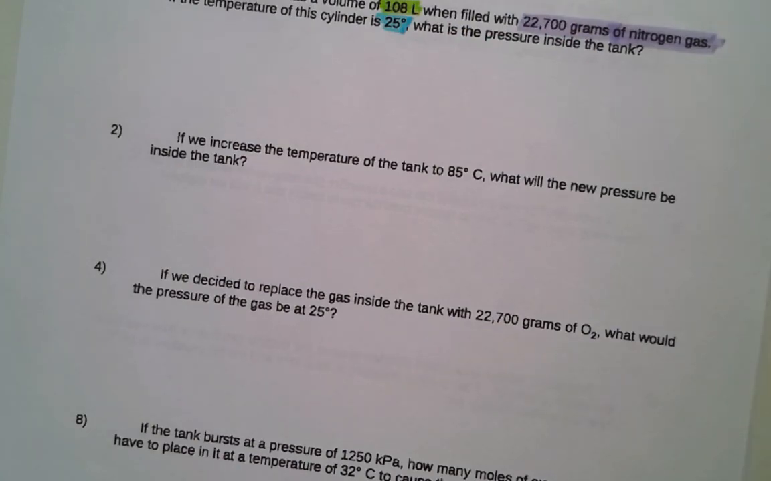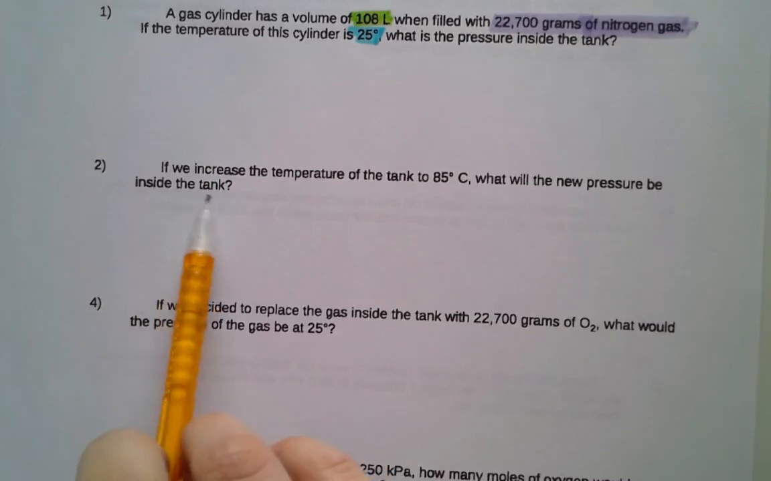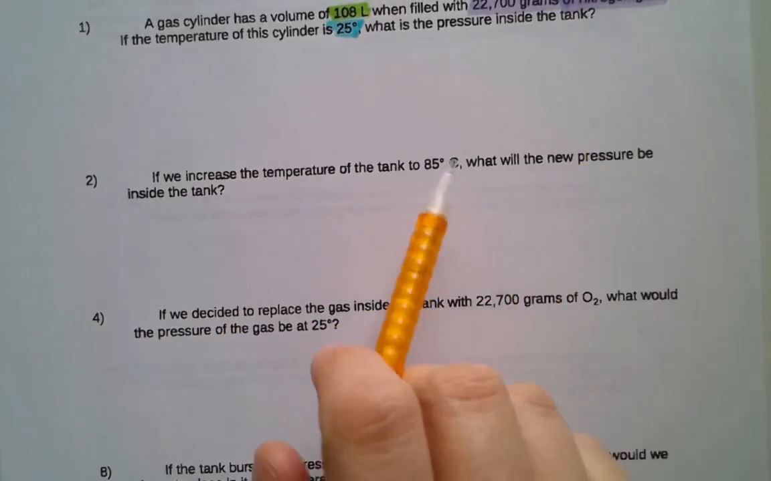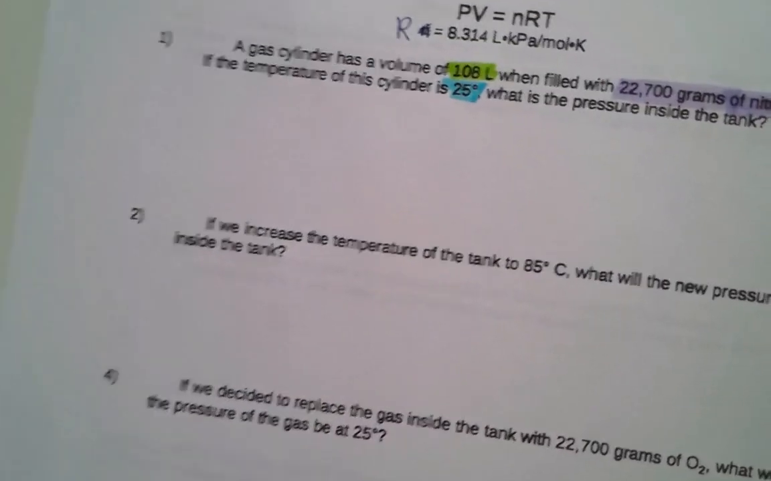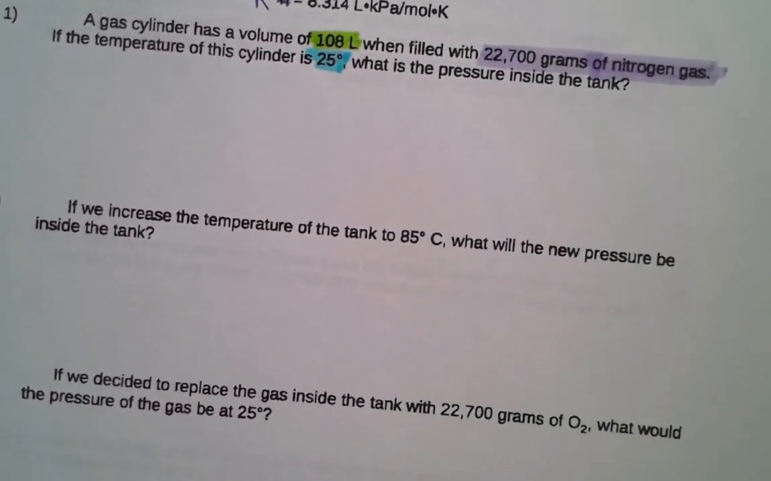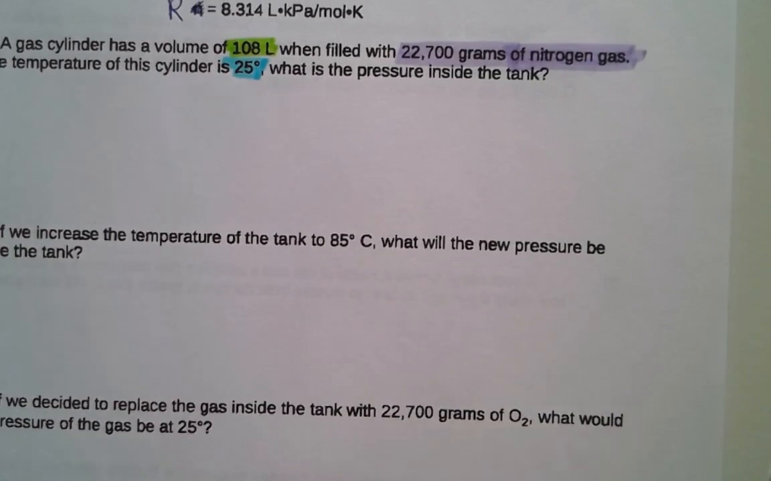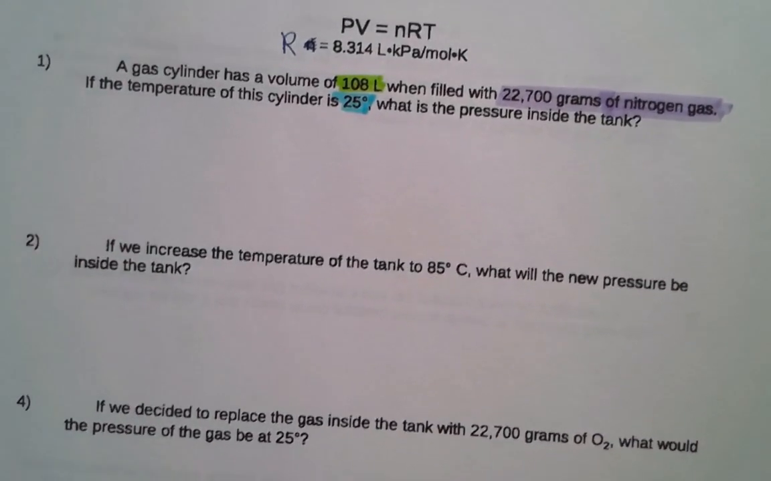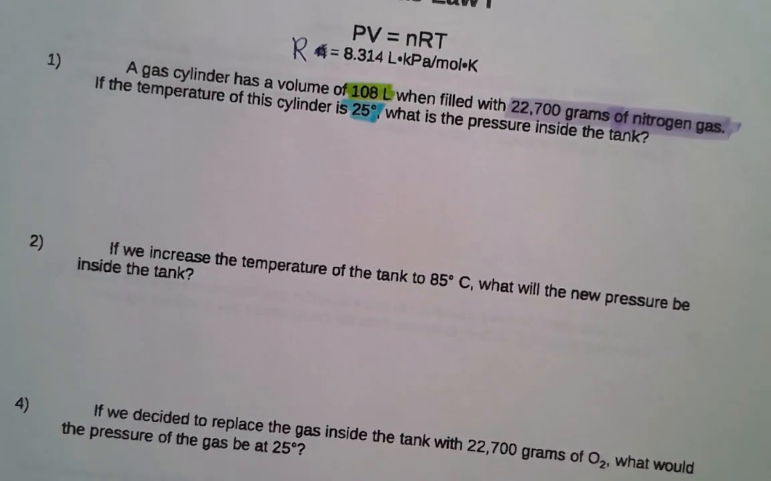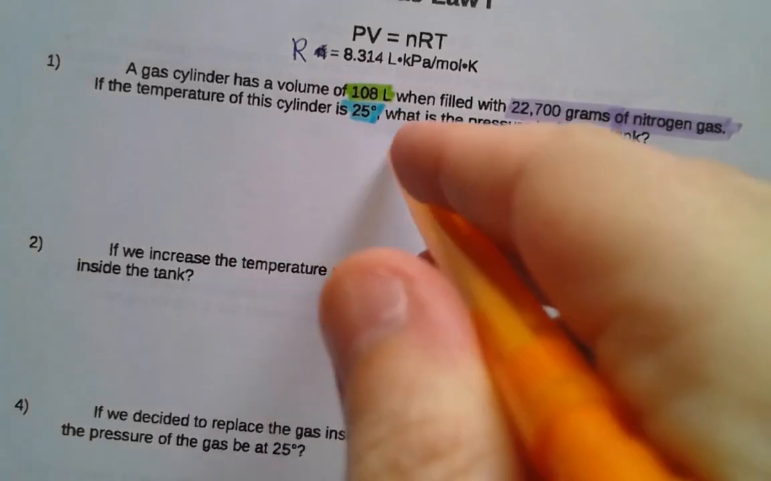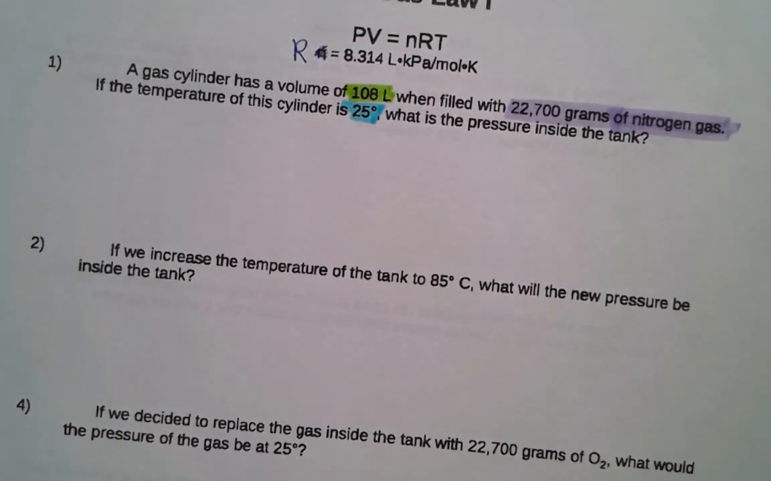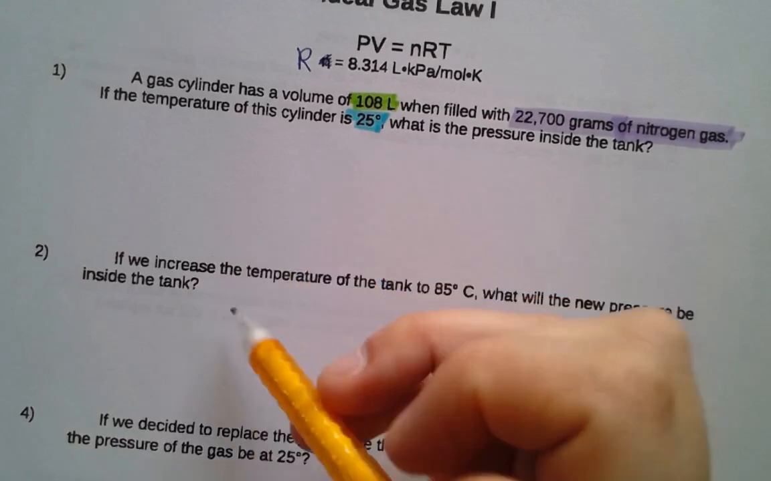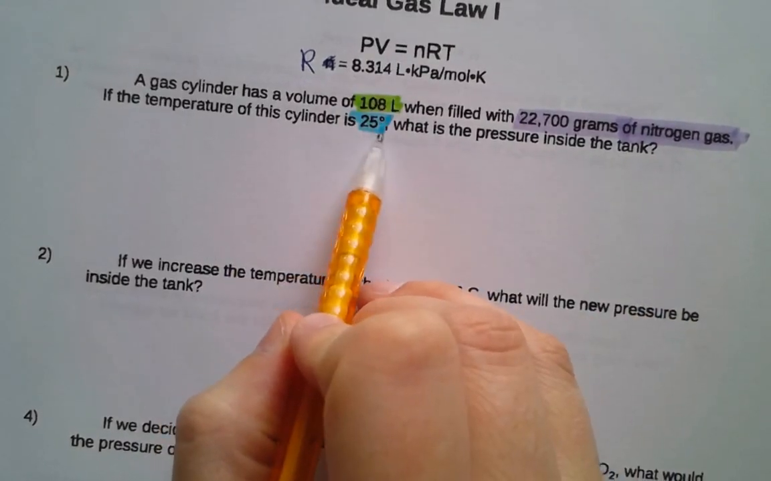Things that you need to know about this page. So if we increase the temperature to 85 degrees Celsius, keep everything else from part 1 the same. So you're going to do the same equation actually with 85 degrees Celsius instead of 25 degrees Celsius. I just realized that they didn't even write Celsius here. This page apparently has a lot of typos.